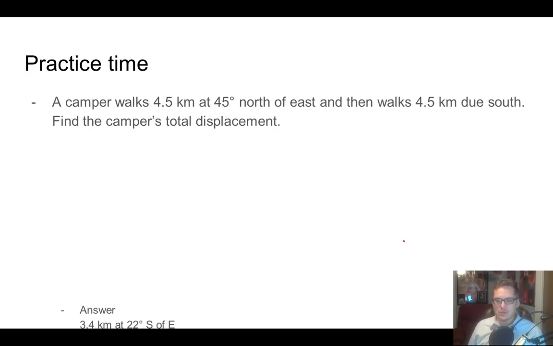So let's do this one here together. All right, so a camper walks 4.5 kilometers at 45 degrees north of east, then walks 4.5 kilometers due south. Find the camper's total displacement. All right, so let's see. So we've got our xy coordinate.